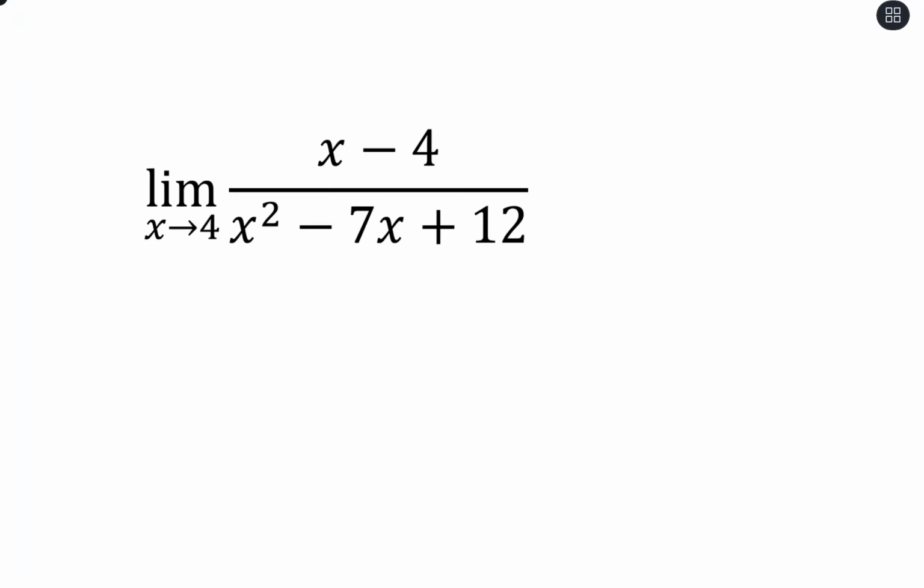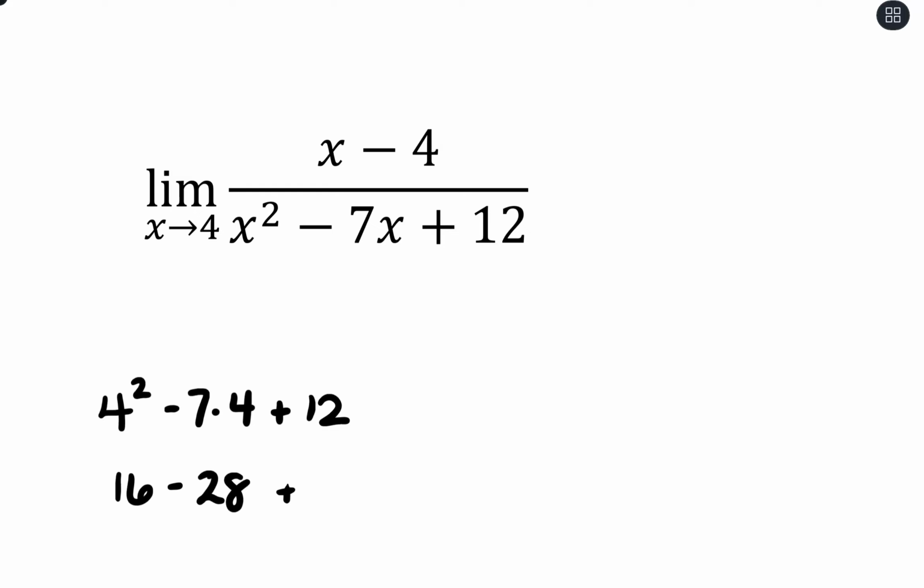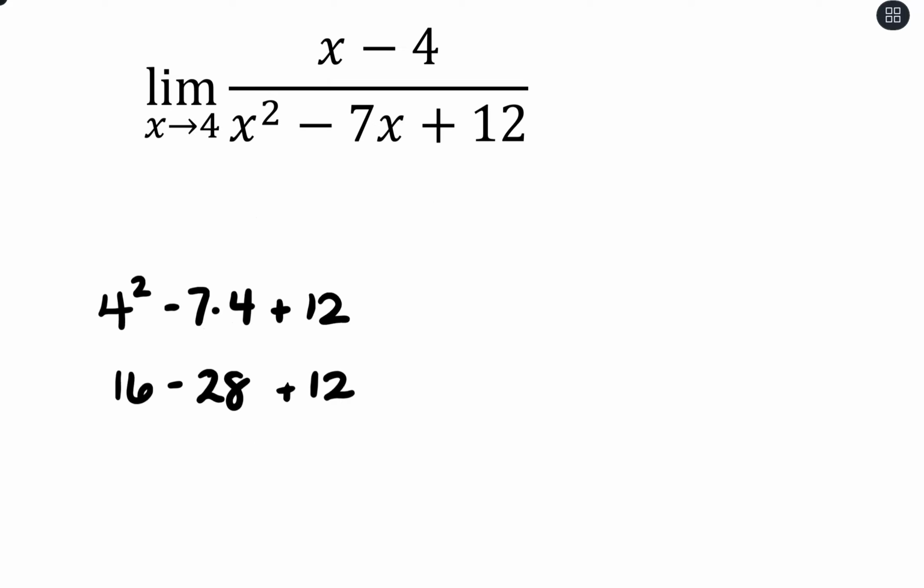Okay. Here, seeing this rational function, what I want to be careful of is if the denominator becomes 0. So what I'm going to do is just to the side plug in 4 into the denominator. Well, I'm going to have 16 minus 28 plus 12, which is going to be a -12 plus 12, which is going to turn into 0, and that is no good.